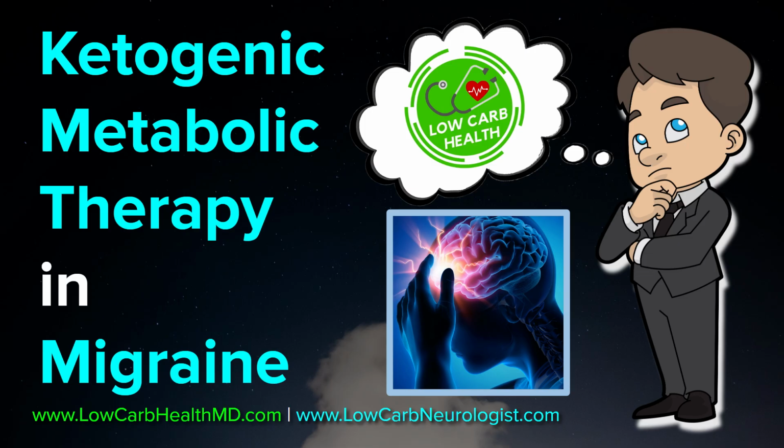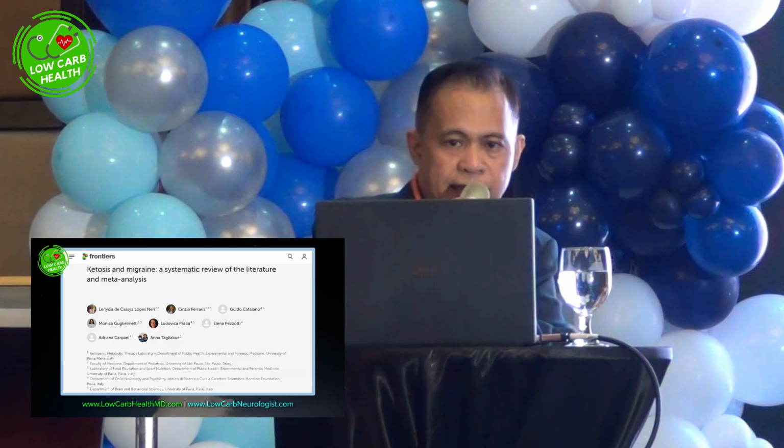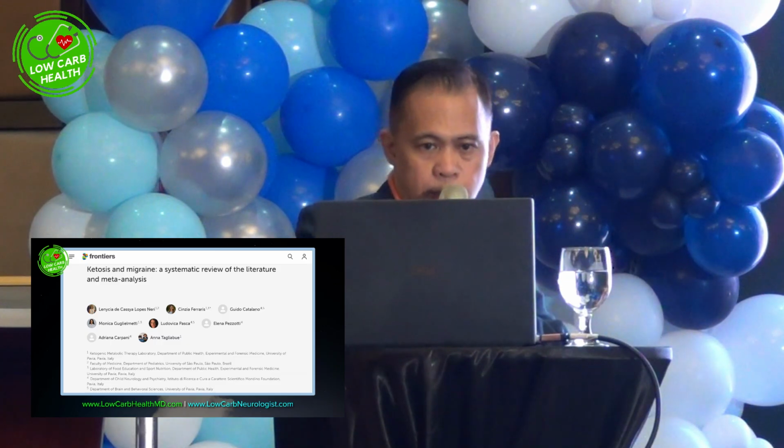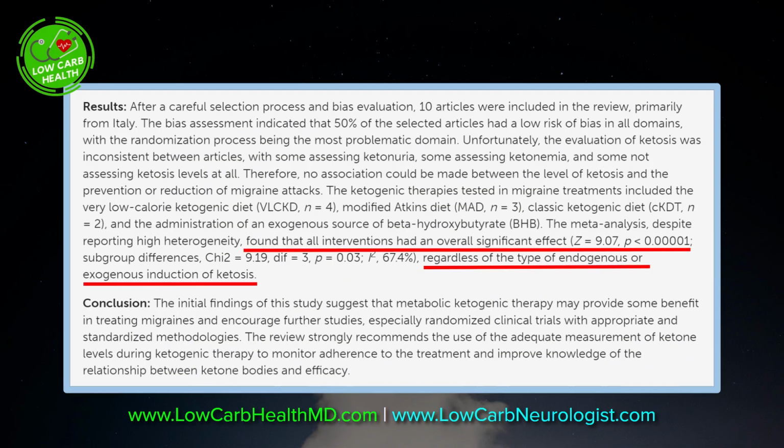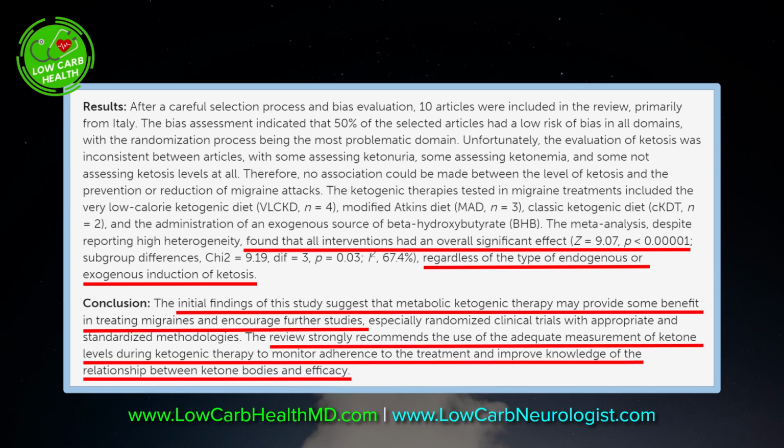And then migraine. This is a meta-analysis of nutritional ketosis and migraine. The outcome here is significant in terms of significantly lowering the headache attacks in migraine, notwithstanding whether it's endogenous or exogenous ketosis.